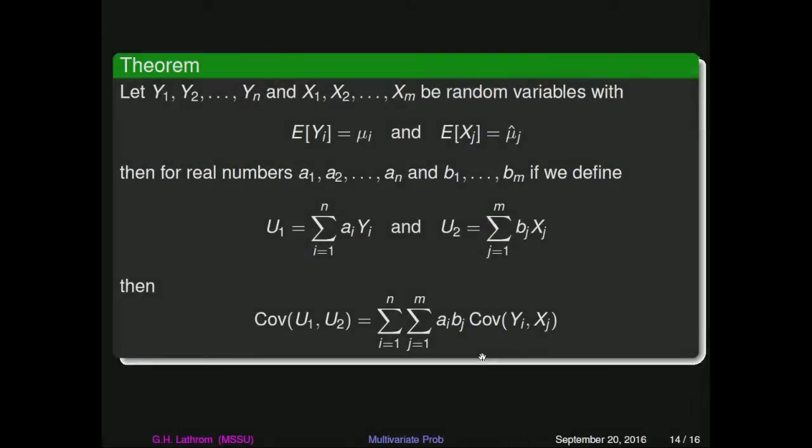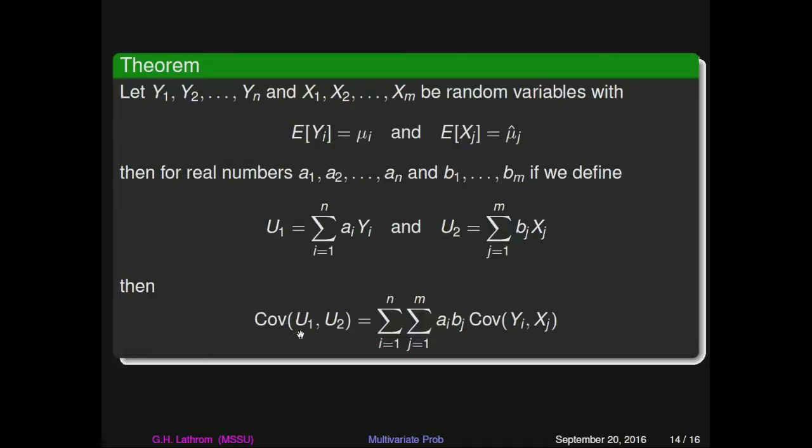So another theorem that will come up quite often, and we'll use it later on, is this: if we have two sets of random variables, Y sub 1 up to Y sub n and X sub 1 up to X sub m, with the expected value of the Y's being mu sub i and the expected value of X sub j being mu hat sub j. Then we take linear combinations of the Y sub i, and call that U sub 1, and linear combinations of the X sub j's using the b sub j's, and call that U sub 2.